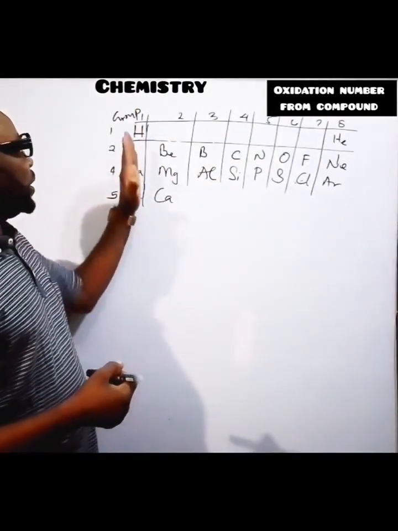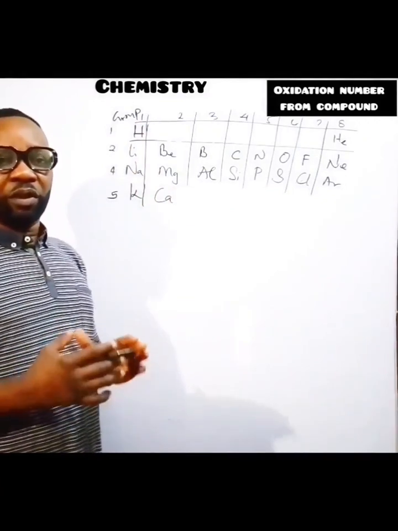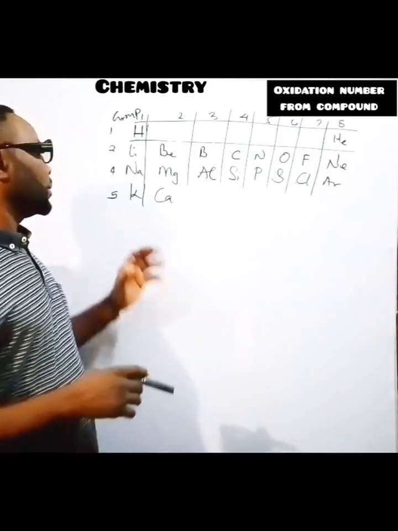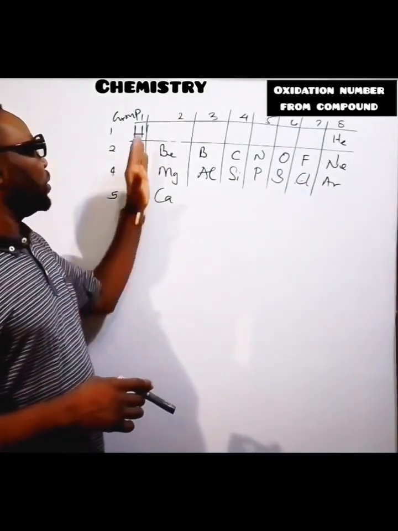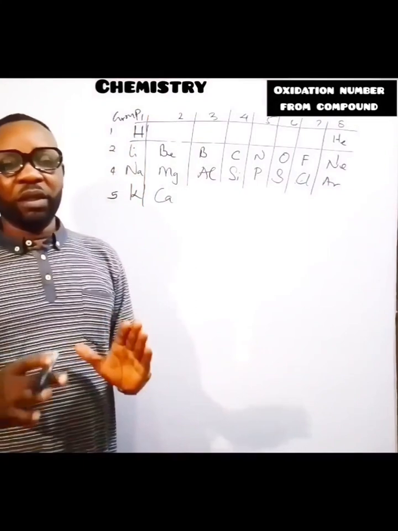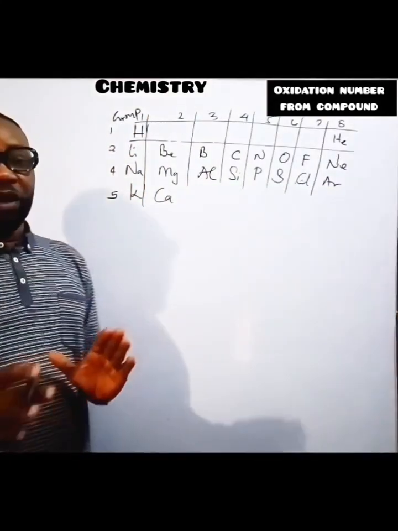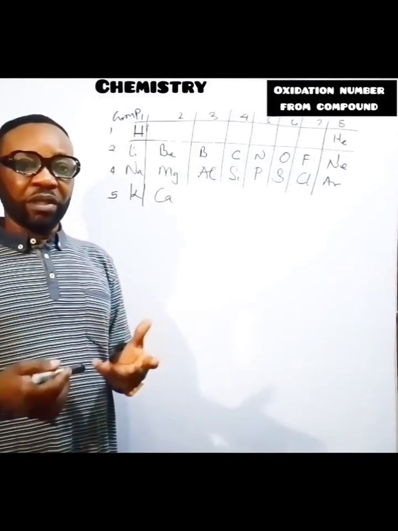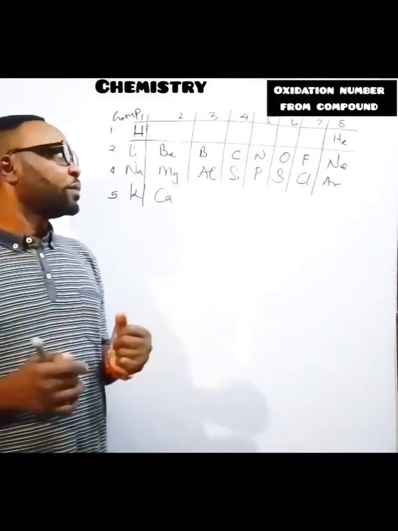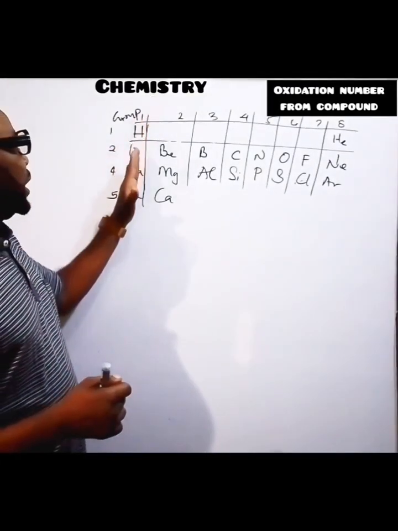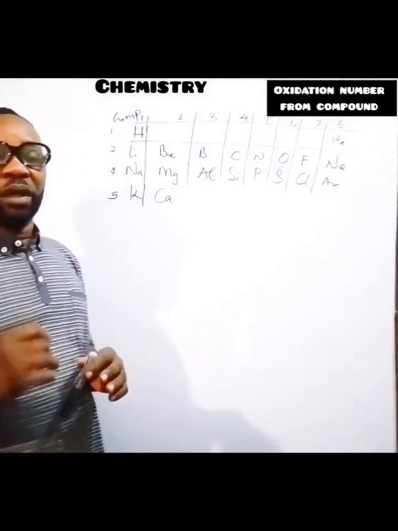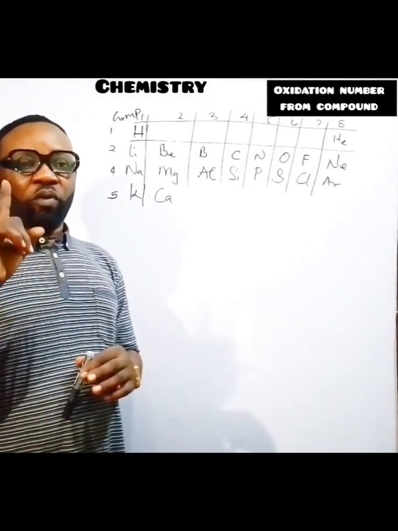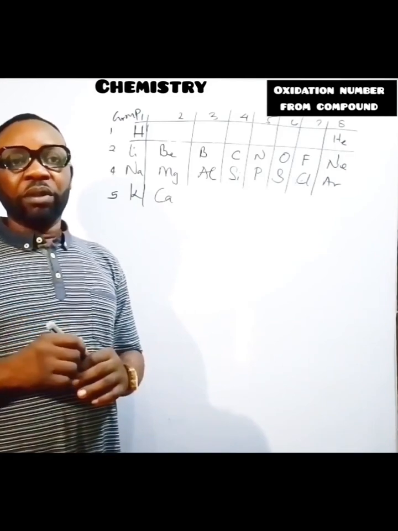All the elements found in each group always have the same number of electrons in their outermost shell. Take note of that. When I say all the elements found in each group have the same number of electrons in the outermost shell, that will give them the opportunity to have some characteristics that will look alike. Now, group 1 elements here have 1 electron in their outermost shell. In other words, group 1 elements usually will have 1 as their oxidation number.